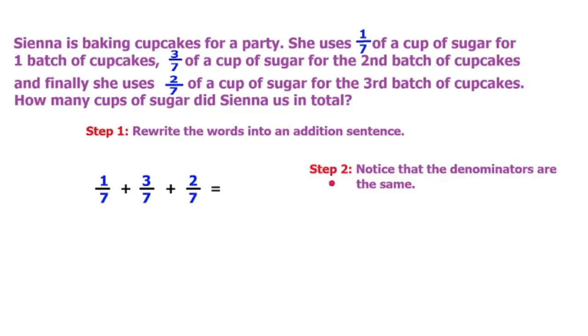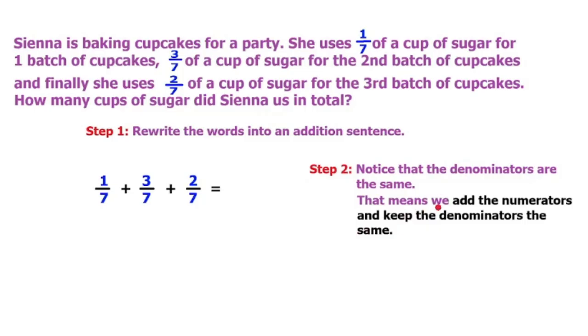And how do we do that? Well, notice that the denominators are the same. They're all 7 here. So when that happens, that means we add the numerators and keep the denominators the same. So you just add these numbers just like the regular numbers and then keep the denominator the same. So we would have 3 plus 2 plus 1, and you could use quick mental math to figure out that it's 6. So 6 over 7, so 6/7.